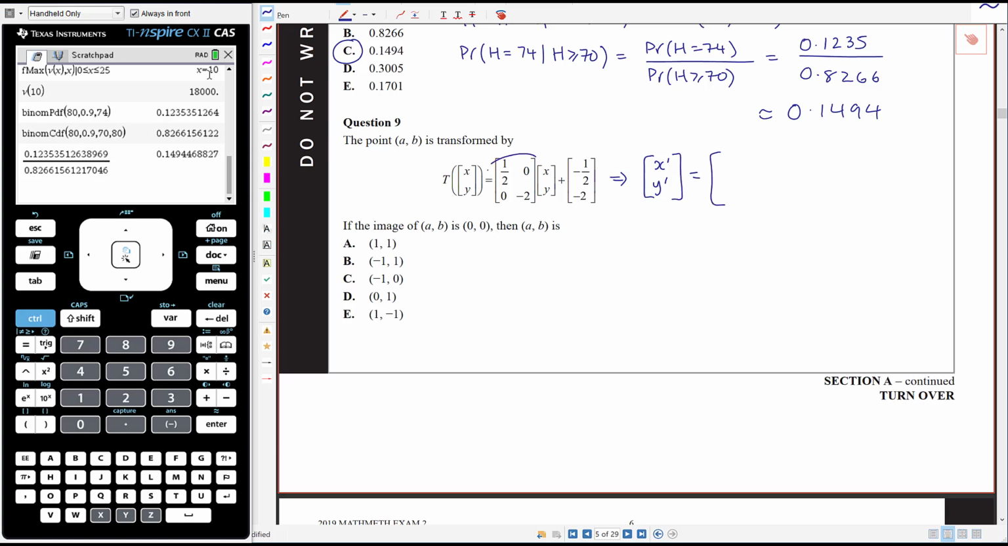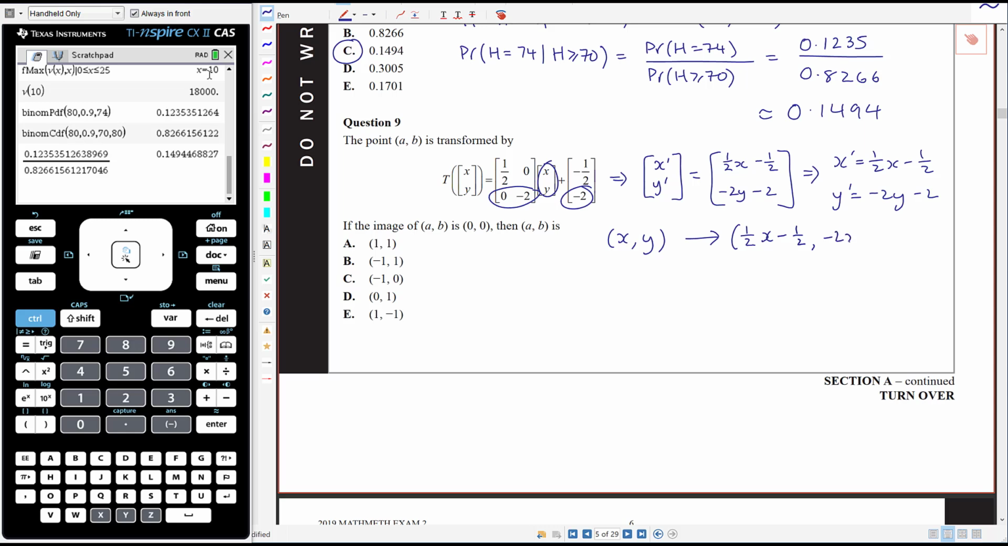If we multiply out the matrices, we get half times x plus 0 times y, so we get half x, and then there'll be this minus half on the top row, and then we get 0 times x times negative 2 times y, so negative 2y, and then we've got this minus 2 here. Okay, so we know that x dash is equal to half x minus half, and we know that y dash is equal to negative 2y minus 2. Okay, so what that means, that these transformations tell us that every point xy becomes the point, or is transformed to the point, or is mapped to the point, half x minus half, negative 2y minus 2.